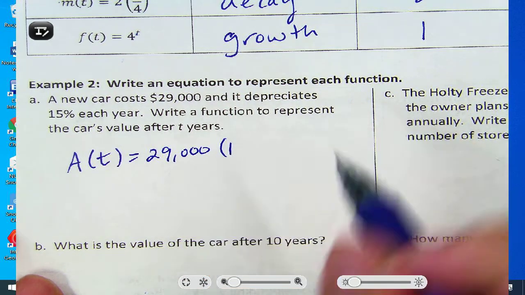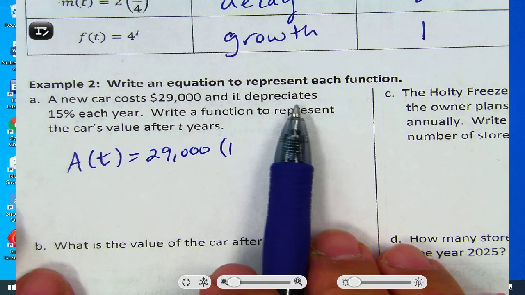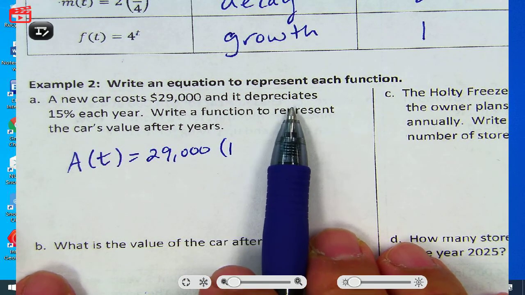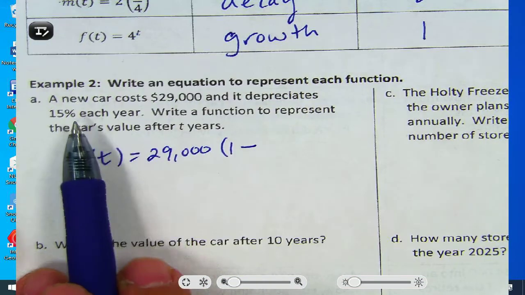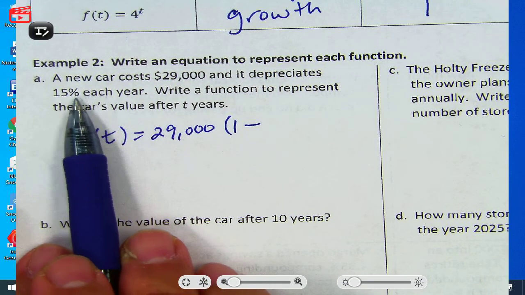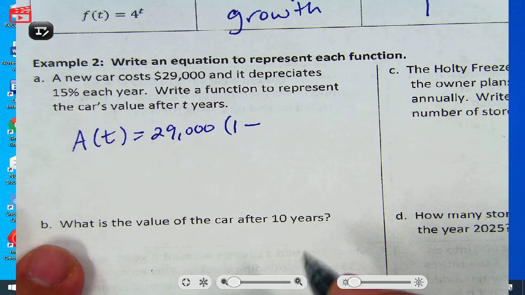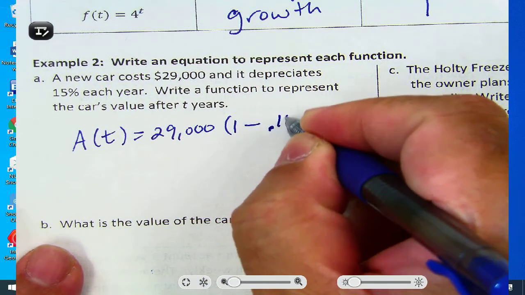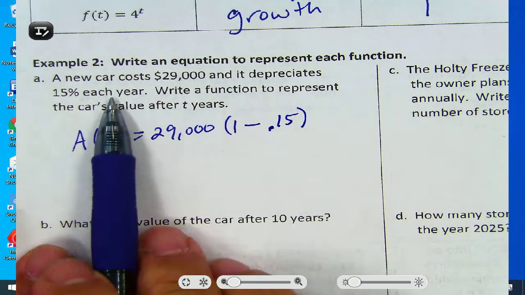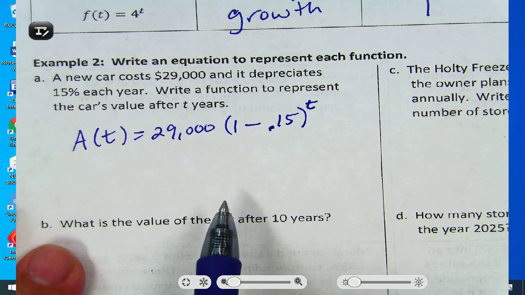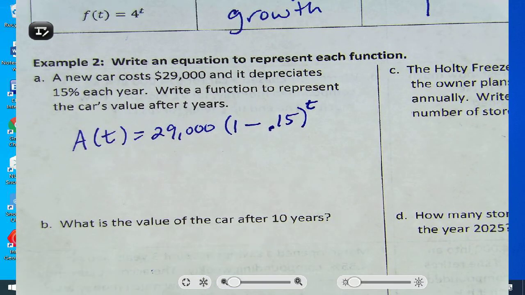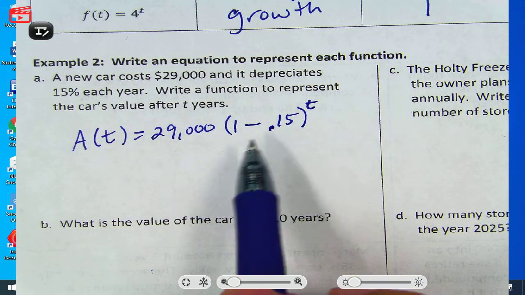Now, it says depreciates. What kind of thing is depreciate? Is that growth or decay? Decay. So that means it's going down. What's the decimal for 15%? 0.15. And then the exponent is t. So that's the basic equation for example 2a.